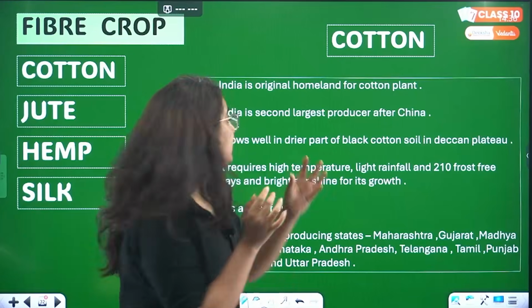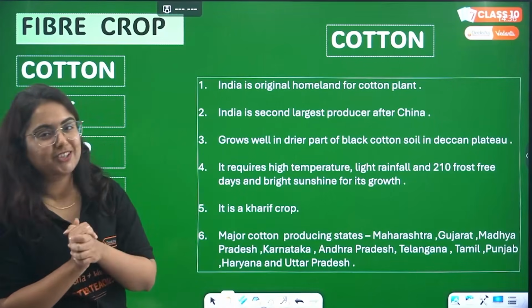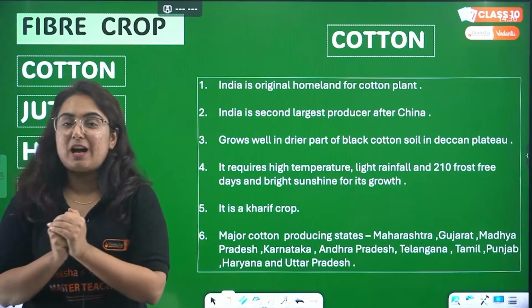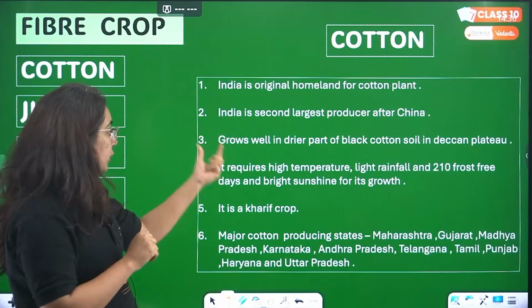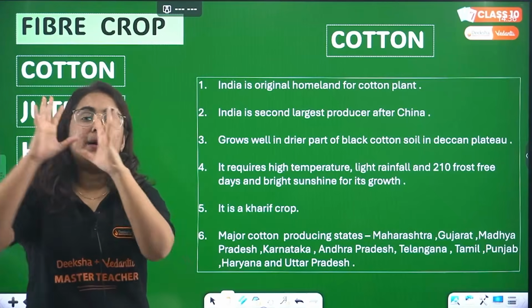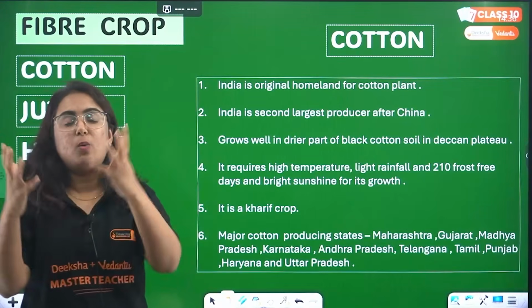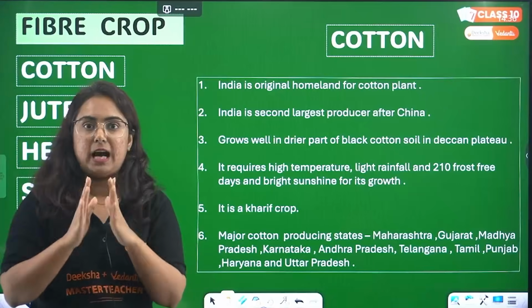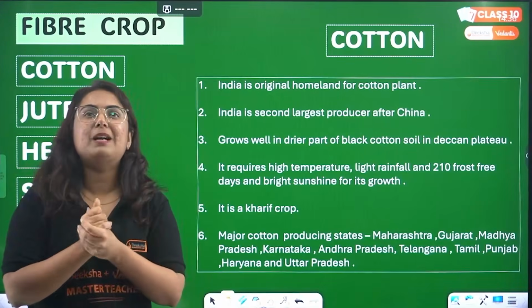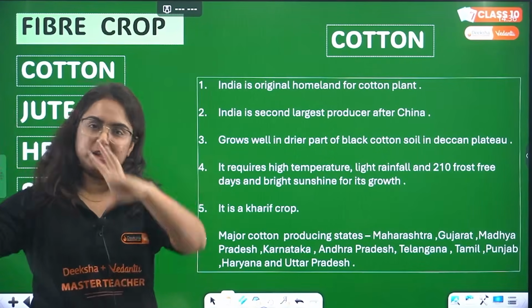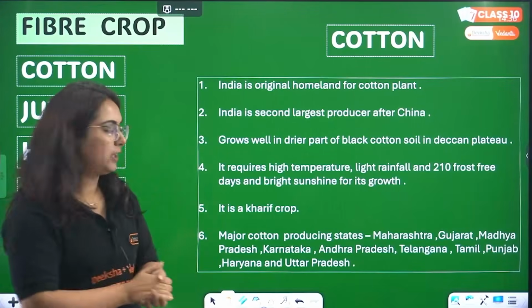Okay? However, the second largest producer after China, again came the same point. So second largest producer after what, beta? China. It grows well in the drier parts of black soil in the Deccan Plateau. Bhaiya, black soil, cotton. I don't know what relation they have, but I want to tell you that whenever you see black soil, think cotton, black soil. Remember that correlation.